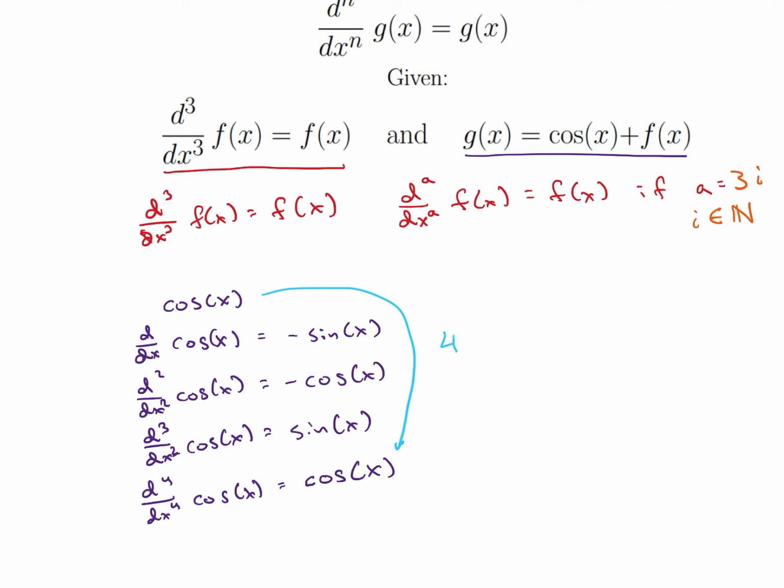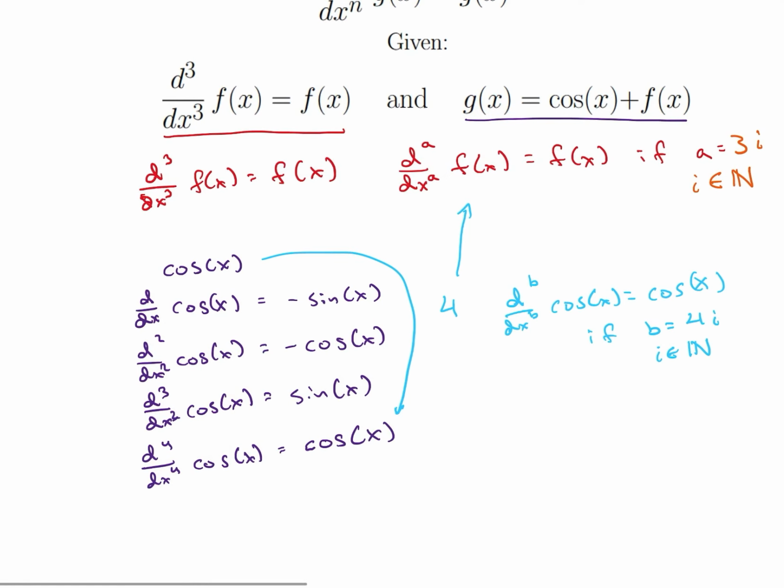So that means, just like up here, if I take the b-th derivative with respect to x of cosine of x, that's going to equal cosine of x if b is equal to 4i, where i is an element of the natural numbers. So what does that tell us?